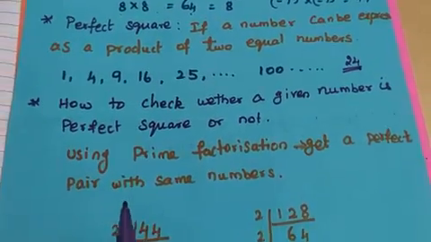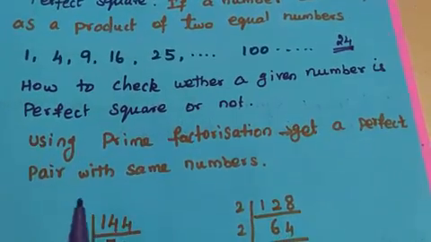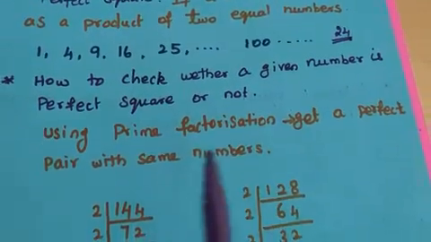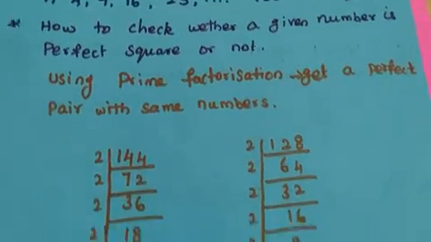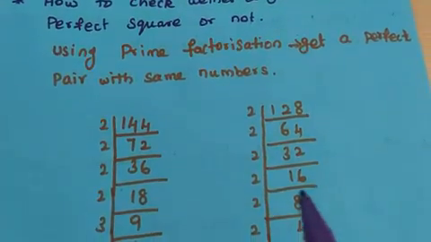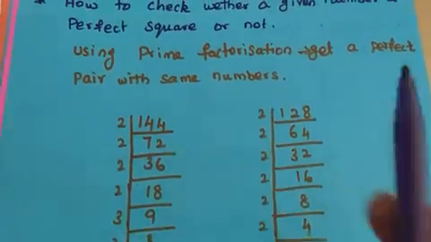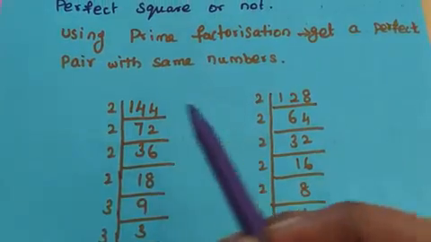So here we are using the prime factorization method. You know what the prime factorization method is? We are going to divide the given number by the prime numbers only, right? So if you use only prime numbers for the division, then that is prime factorization. Suppose I have taken 144. I am using only the prime numbers, right?